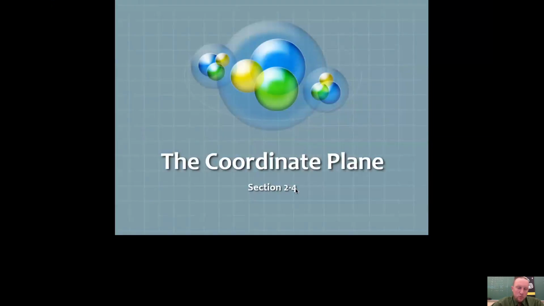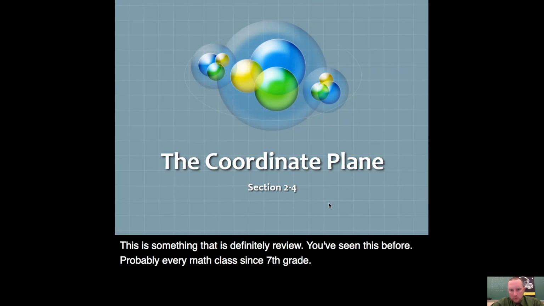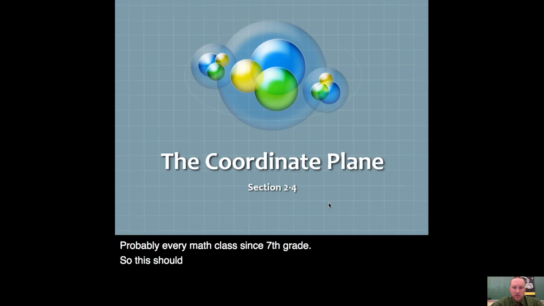This is section 2.4 on the coordinate plane. This is something that is definitely a review. You've seen this before, probably every math class since 7th grade. So this should be a pretty simple section.